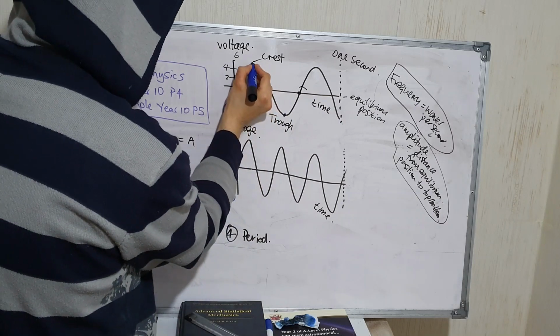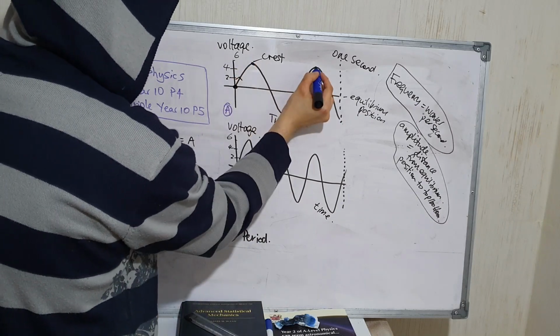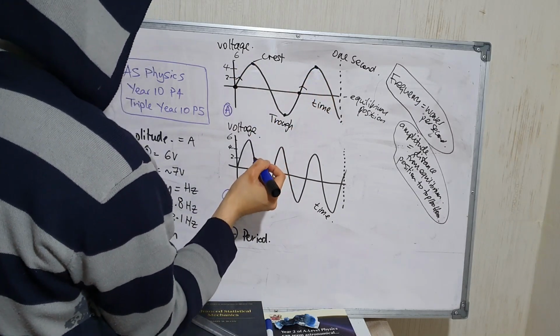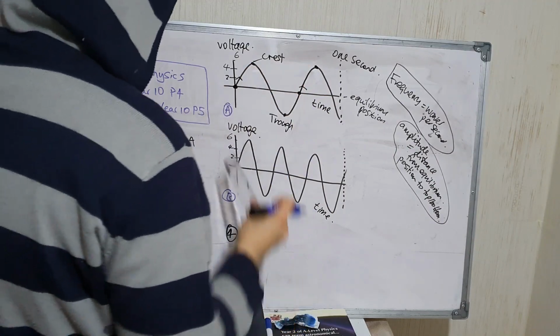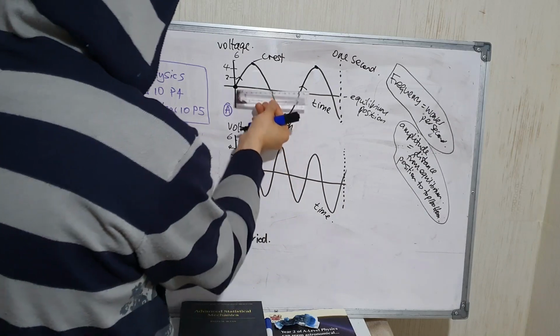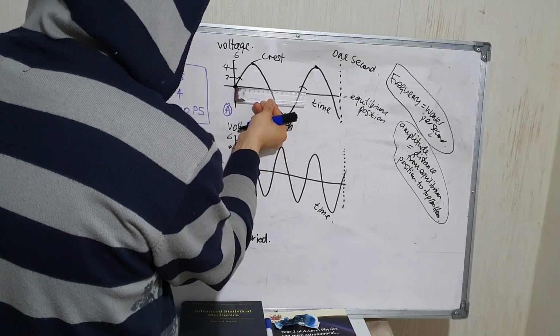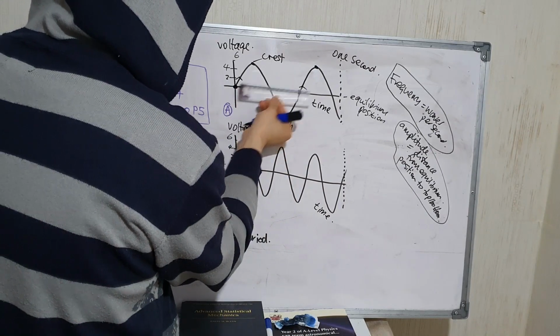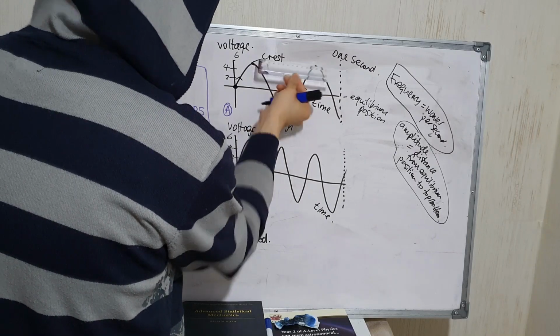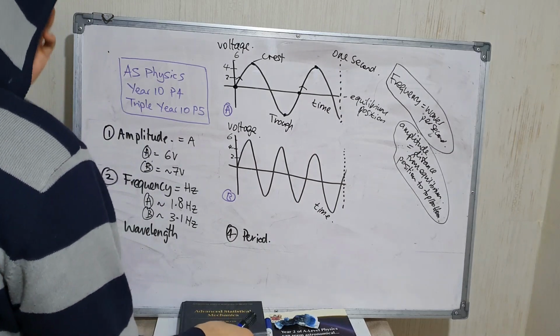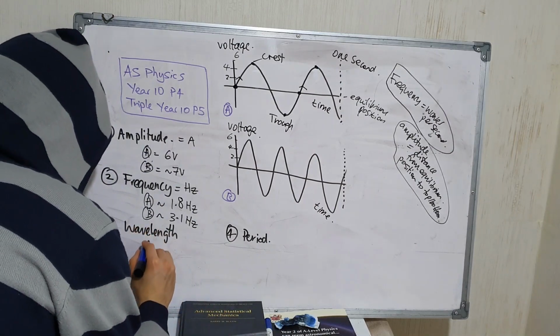Or it could be from crest to crest, so from this crest to this crest. So the wavelength will be from there to there. Well, let's just see how accurate my drawing is. From there to there is 14 centimeters. From there to there, it's about 14 centimeters. Right, so the wavelength is 14 centimeters.